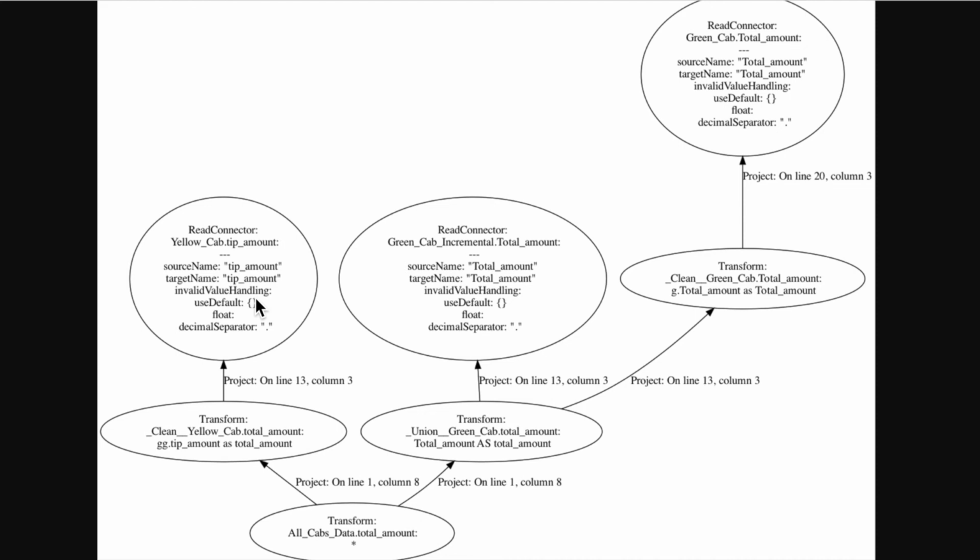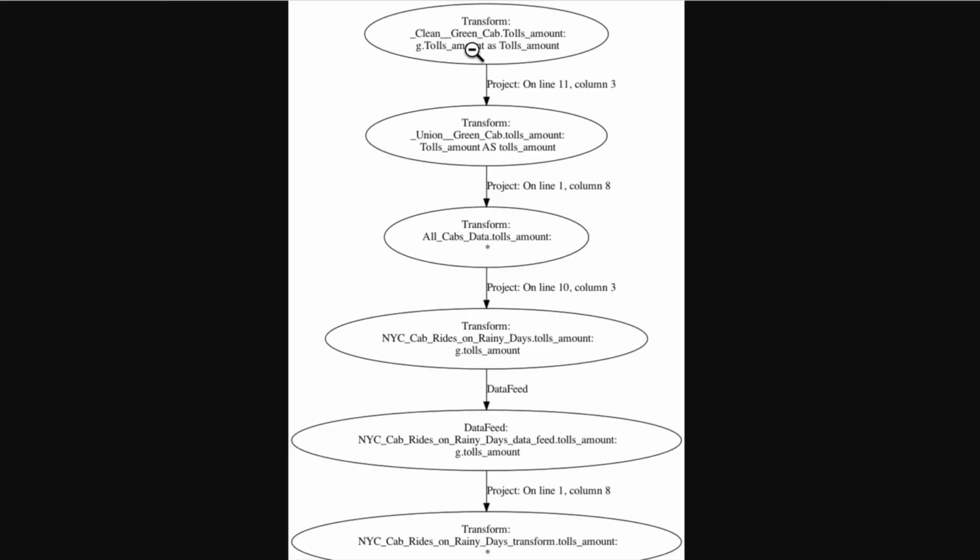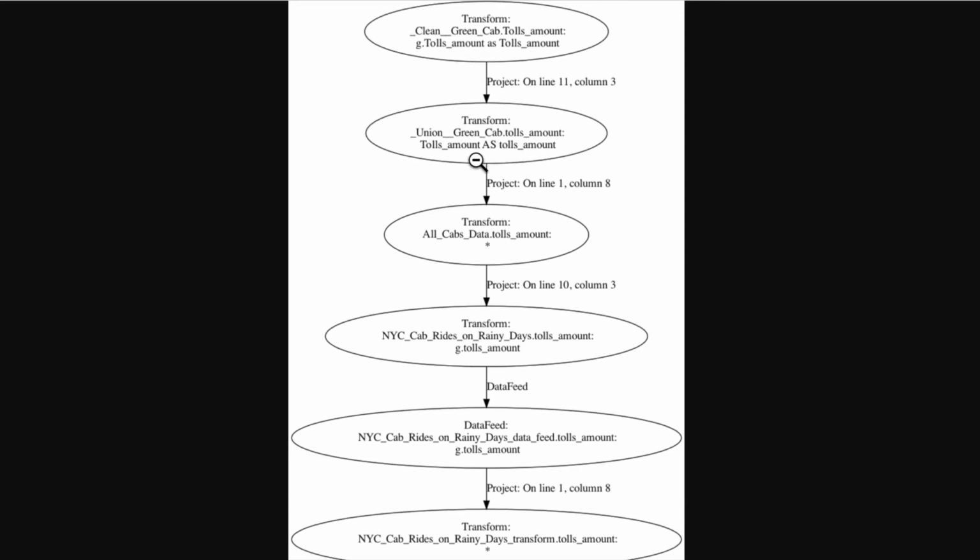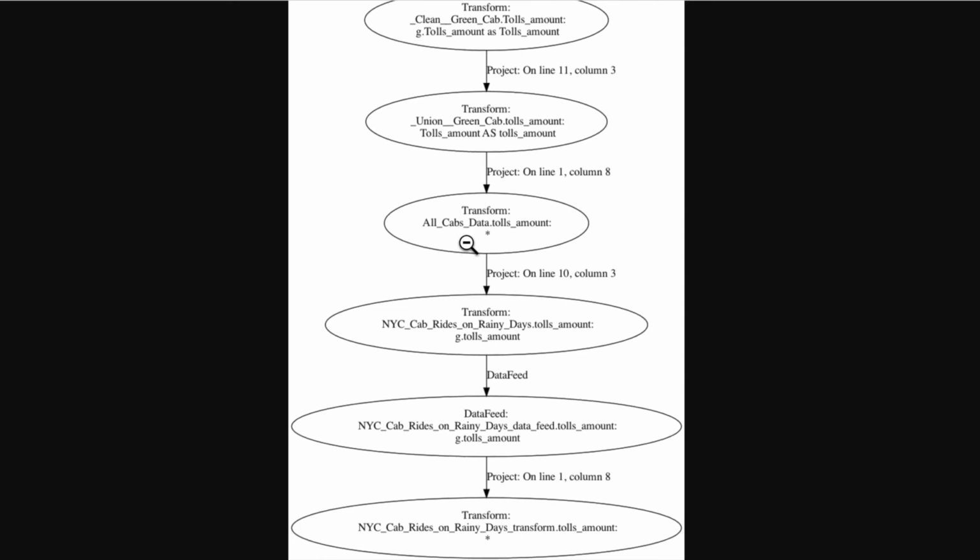Similarly, we can do a downstream impact analysis. From here, we can take the column tolls amount, and if we're thinking of maybe changing the definition of it, or we're thinking that maybe this column isn't so worthwhile, we can see how it's being used downstream in these particular transforms, all the way into its final data state as to where it's dropped off.